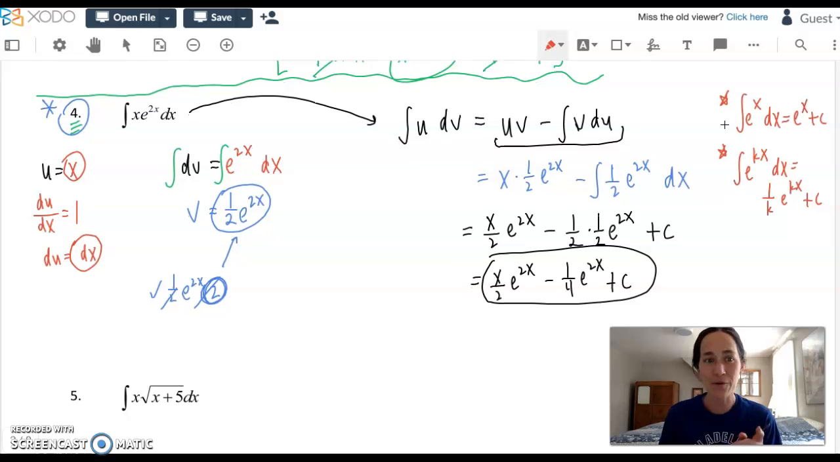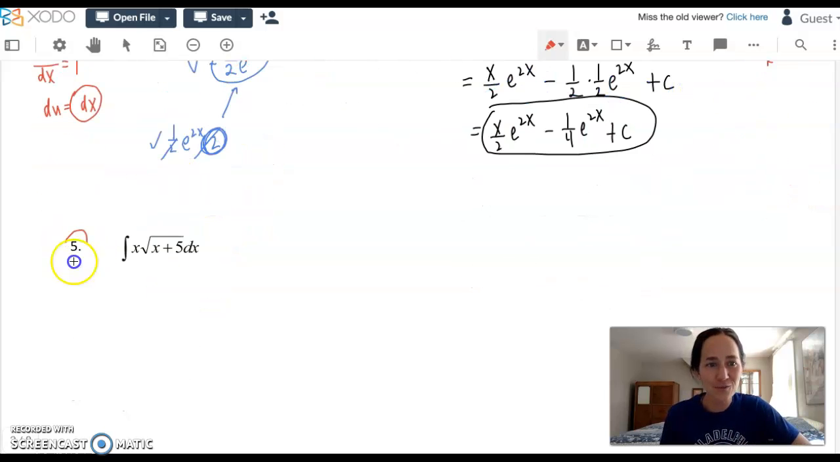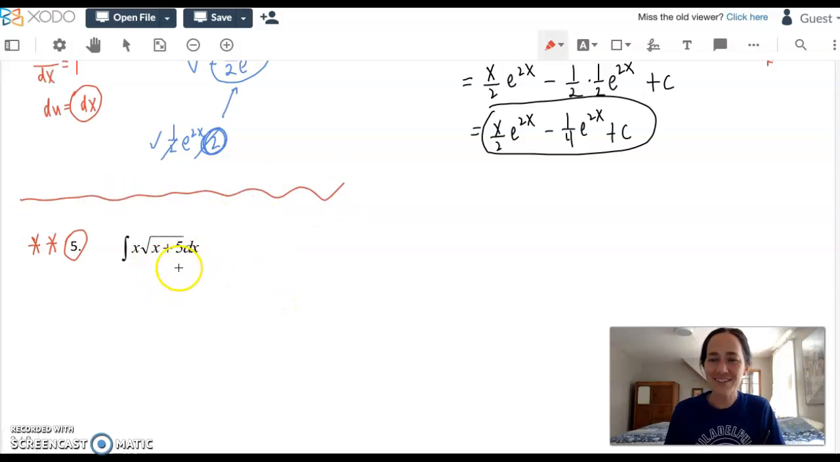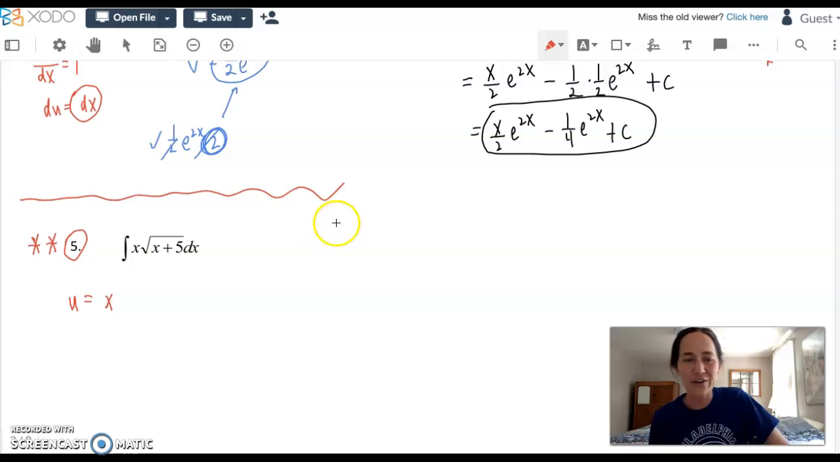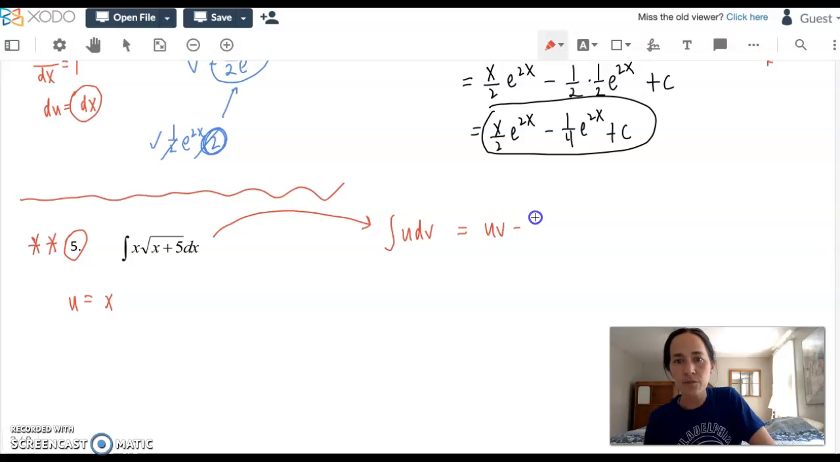We're going to try one more. We're going to try number 5. Okay, give this one a double star. It's probably the best one we've tried yet. Same deal though. There's a little x sitting out front. I have this sinking, sneaky suspicion that u is going to equal x again, but that's just me. Go figure. If this is going to be a u substitution question, we have to get it in the format integral of u dv equals uv minus integral of v du.